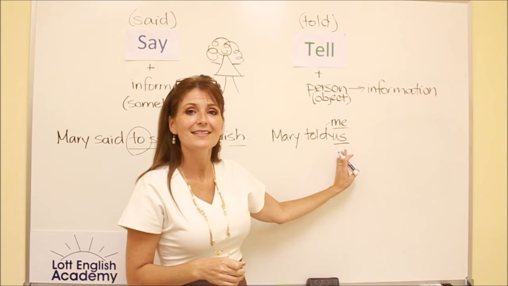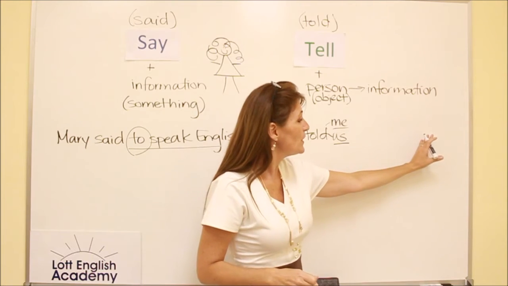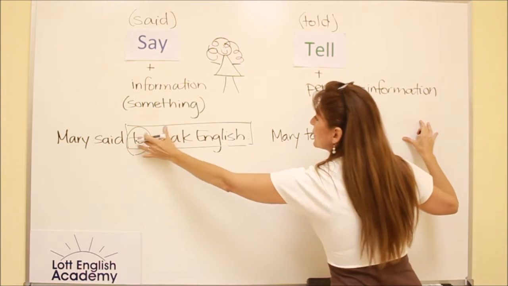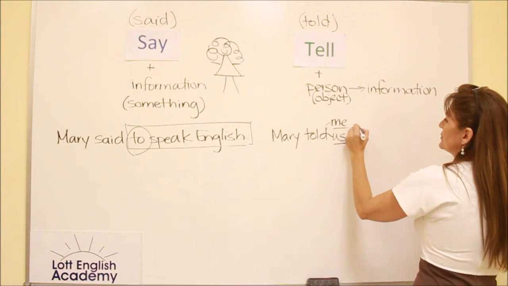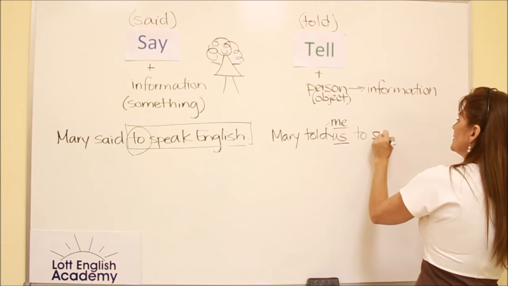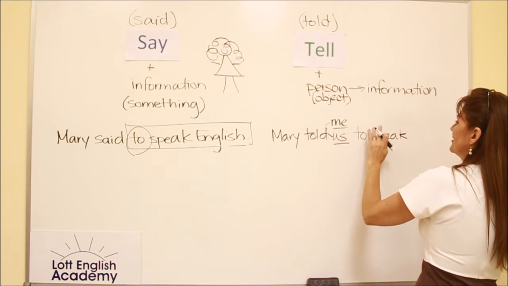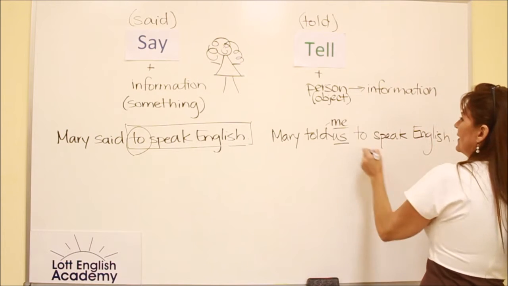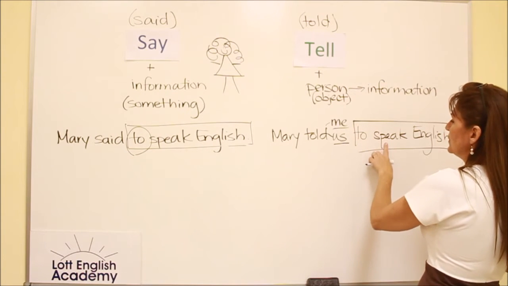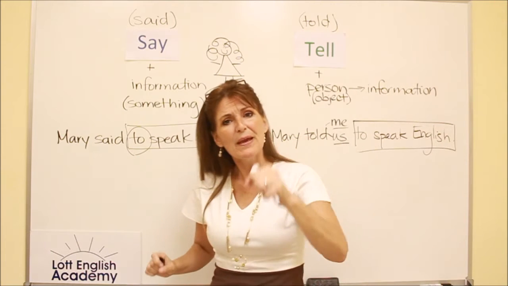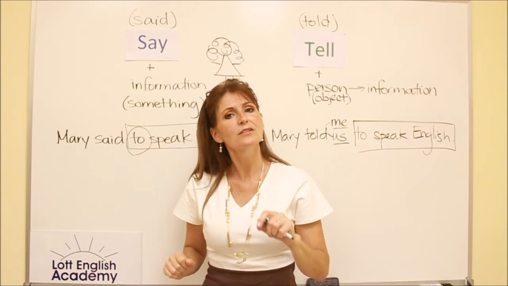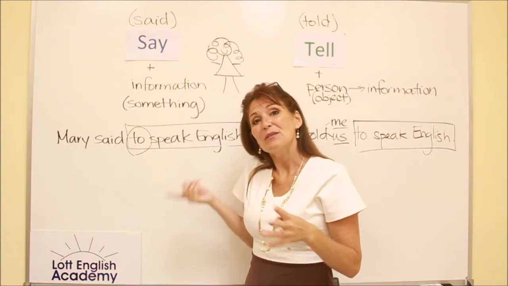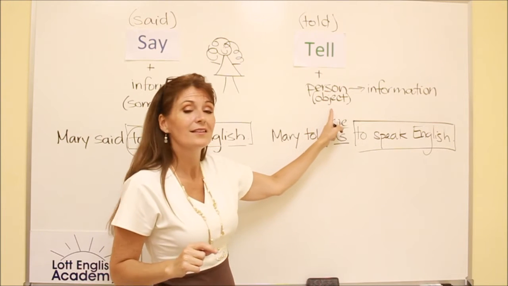So Mary told us, and then we put the information over here. So this piece is going to be the same as it was here. So Mary told us to speak. Mary told us to speak English. And again, we need the to plus the base form because it's an imperative, a command. Mary told us to speak English. Or Mary said to speak English. The big difference here is that when we use tell, we need a person.